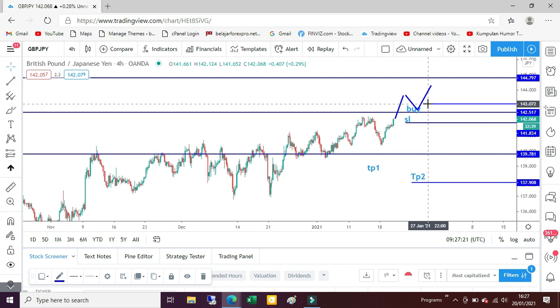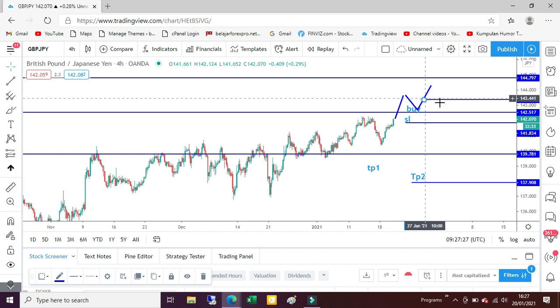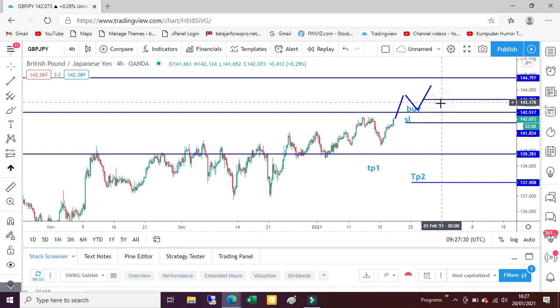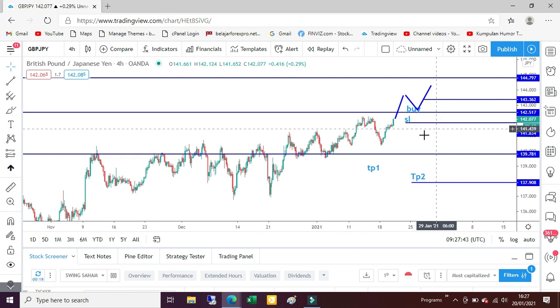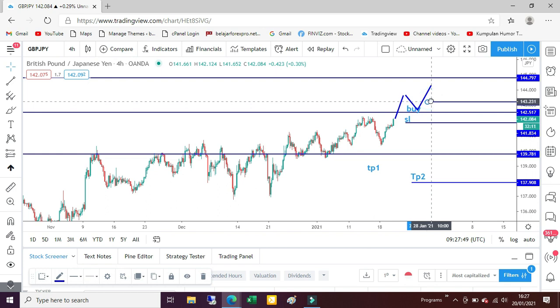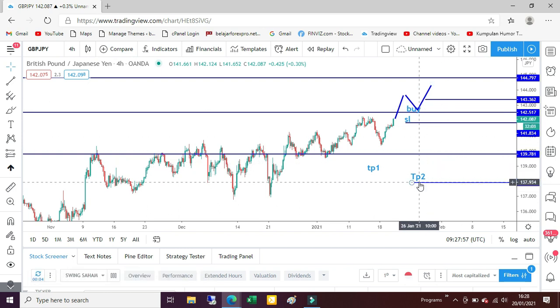Kemudian target pertama, the first target. What the reason we set the first target here. Remember, the first target, I always put the risk ratio 1:1. Okay, 1:1. That means when you stop loss, let's say 100, and then you must get the first target at least 100, 102.